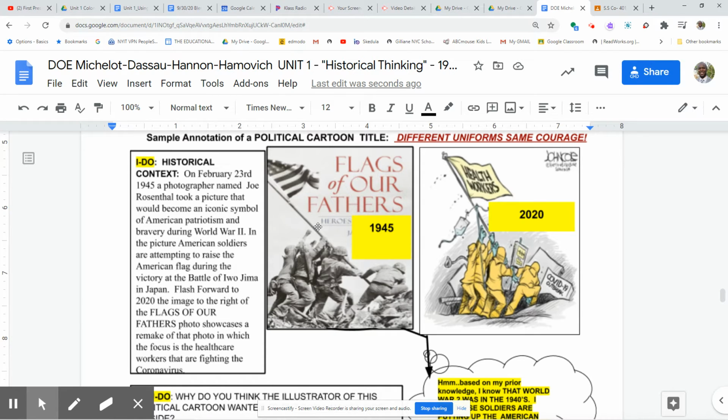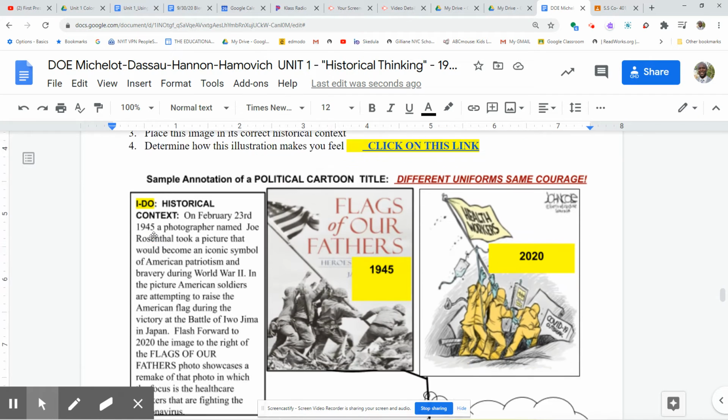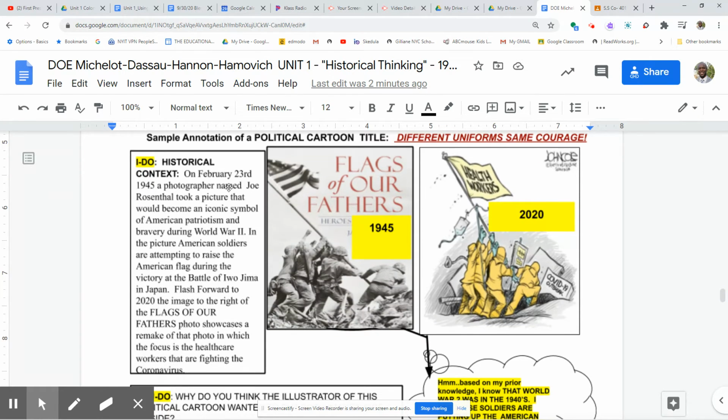Now, this historical context relates to this image titled Flags of Our Fathers. I'm going to read this to you right now. On February 23rd, 1945, a photographer named Joe Rosenthal took a picture that would become an iconic symbol of American patriotism and bravery during World War II. In the picture, American soldiers are attempting to raise the American flag during the victory at the Battle of Iwo Jima in Japan. Now, flash forward to 2020.